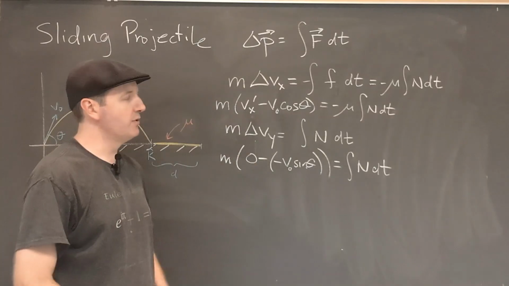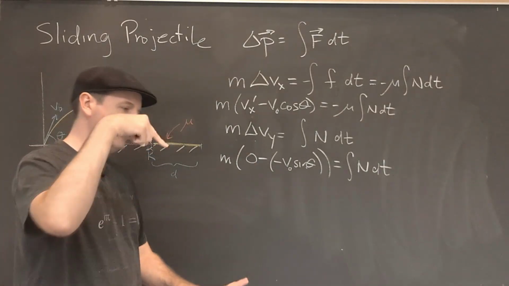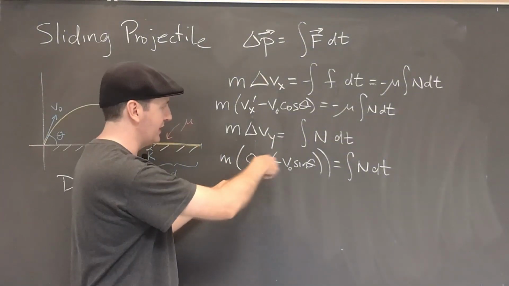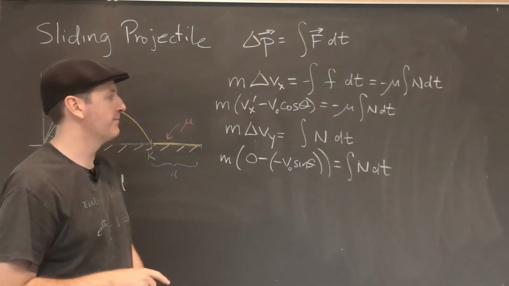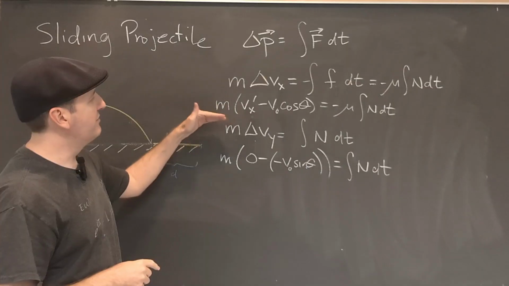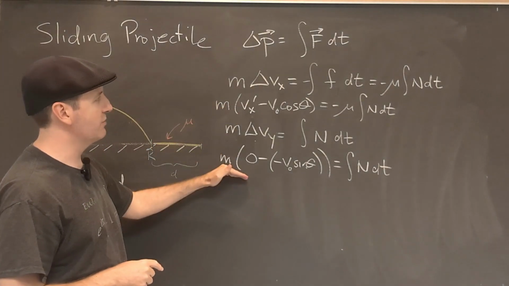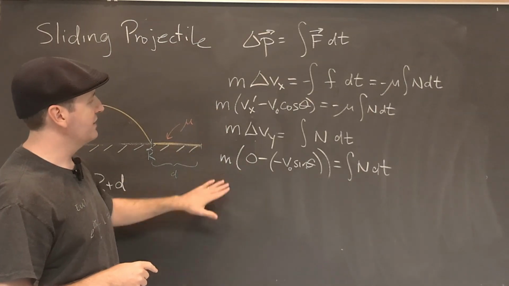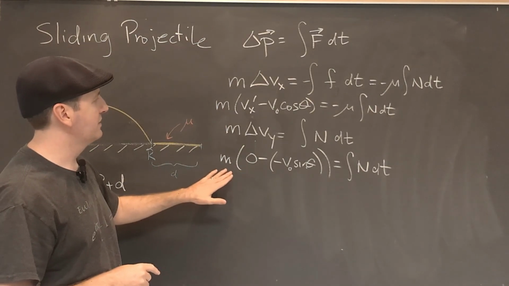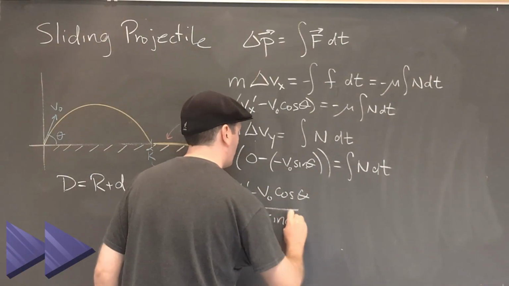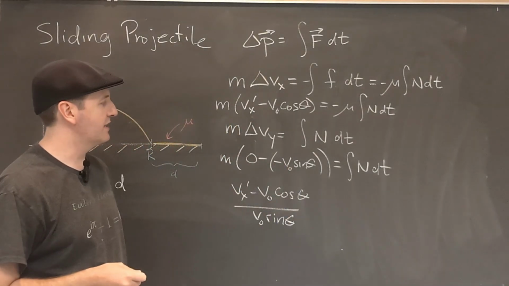So we get a little double negative thing going on here because the velocity direction is down, but it's also the initial in a delta, so those cancel out. So let's go ahead now and divide this equation by this equation. On the left-hand side, you'll see the masses cancel out, and we're left with just positive V naught sine theta.